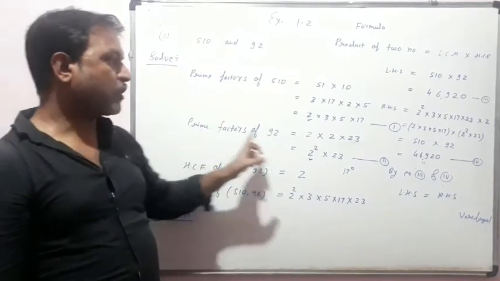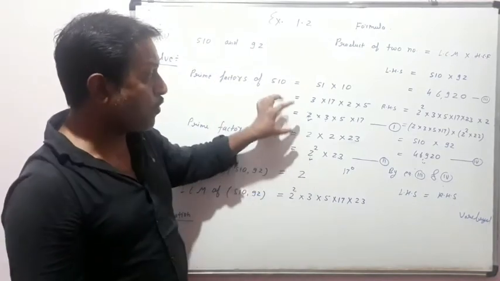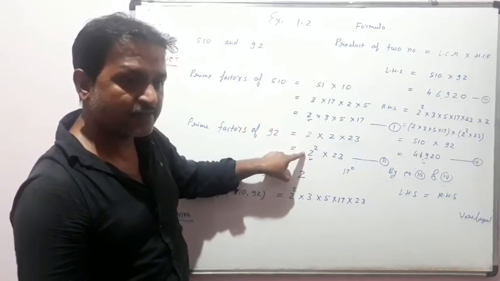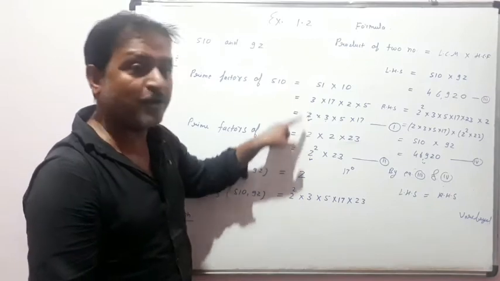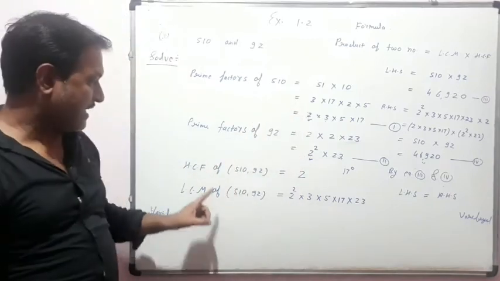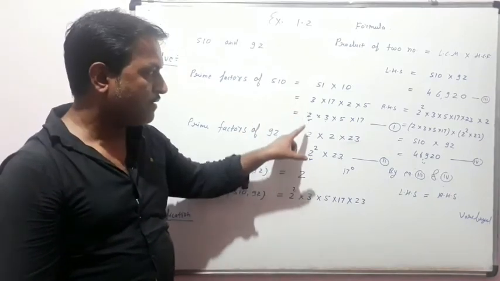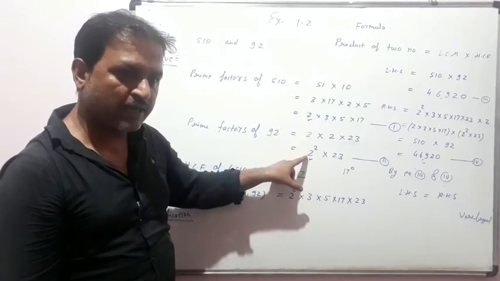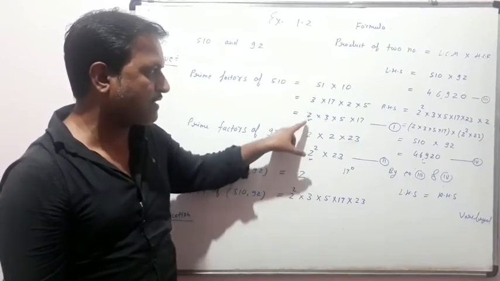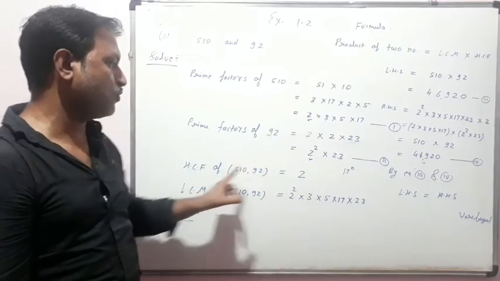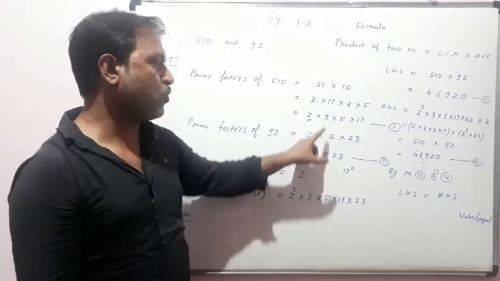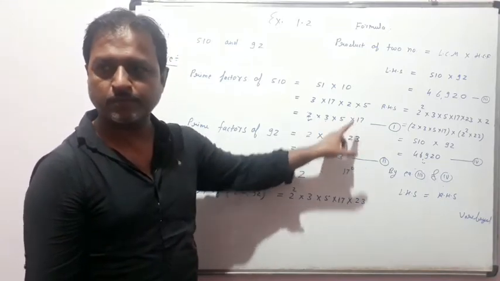In the HCF, what do you have to take? You have to take only the common factors and the smallest power of each common factor. We have the common factor 2 in both, and the smallest power is 2 to the power 1, so we take 2 to the power 1 only. There is no other common factor available in both.